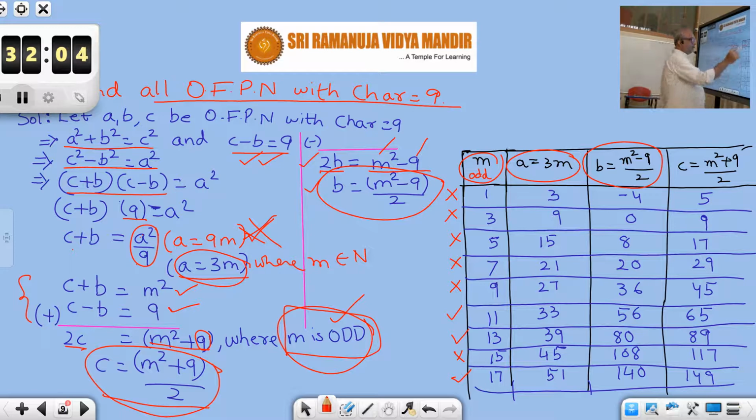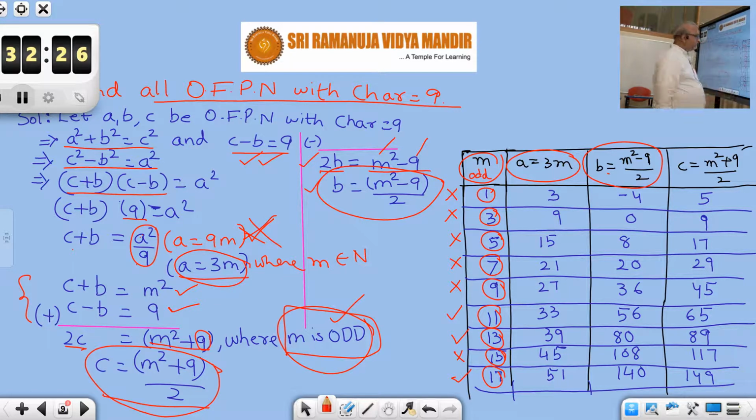So, because m is odd, I am giving only odd values. See, 1, 3, 5, 7, 9, 11, 13, 15, 17. Odd values only you should give. Otherwise, what happens if you give even values? The values of b and c will be fractions. So, that is not allowed, is it not? They must be natural numbers.